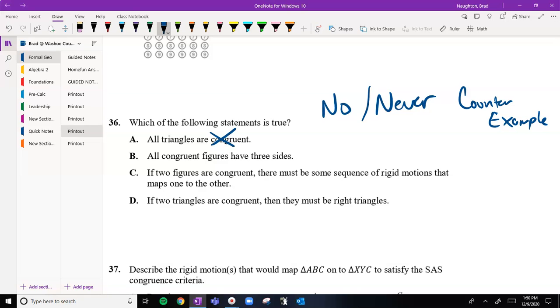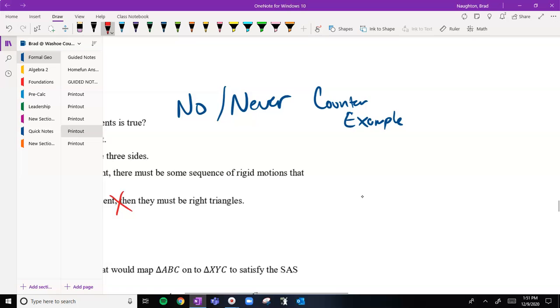Do you think we could have congruent parallelograms? Absolutely. So it doesn't just have to have 3 sides. Alrighty. So if 2 triangles are congruent, then there must be right triangles. We just went over that. Boom. So our answer is C. If 2 figures are congruent, then there must be a rigid transformation that maps one onto the other.